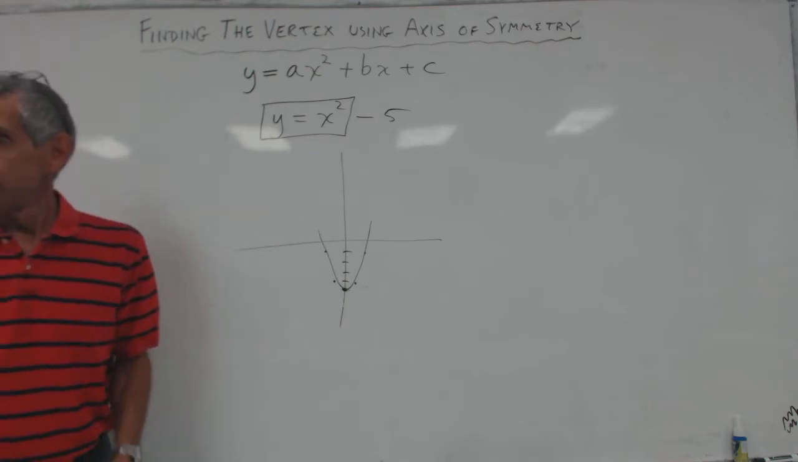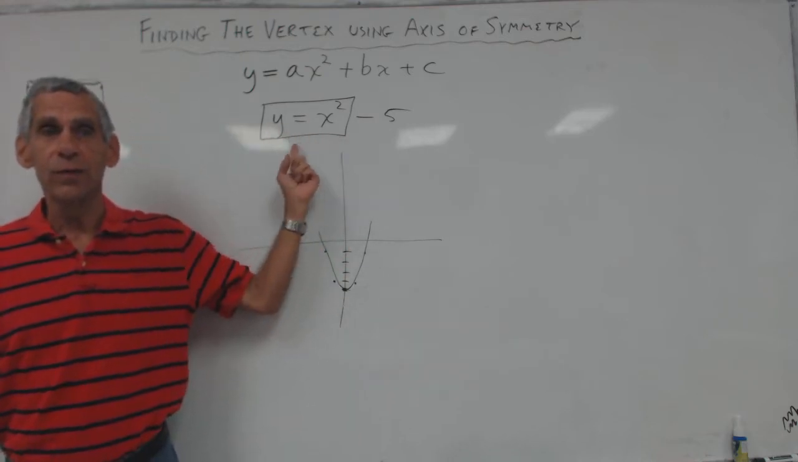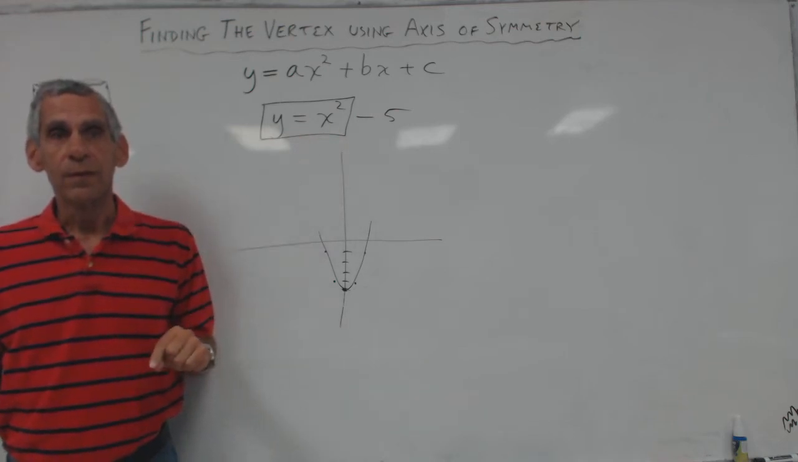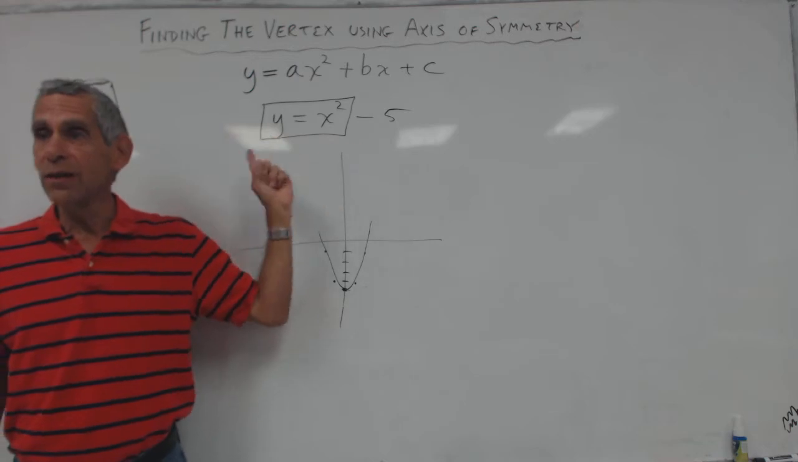Okay, so I did not give you something in this equation. What did I not give you? A, B. A B, right? All of these are really easy.